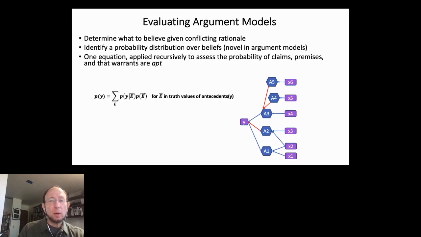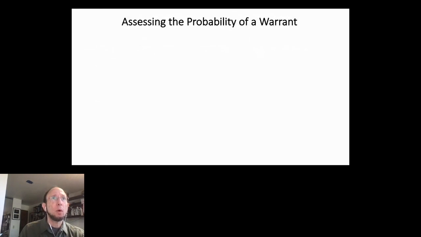So this is a very Bayesian approach. It says we're going to determine the probability of our top claim Y as the sum of the conditional probabilities of Y given each of its antecedents, the vector of antecedents and their truth values, times the probability of those truth values. That's a straightforward Bayesian calculation. We can come to the probability of Y. However, the pill that you need to swallow there is about warrants and what it means to assess the probability of a warrant.